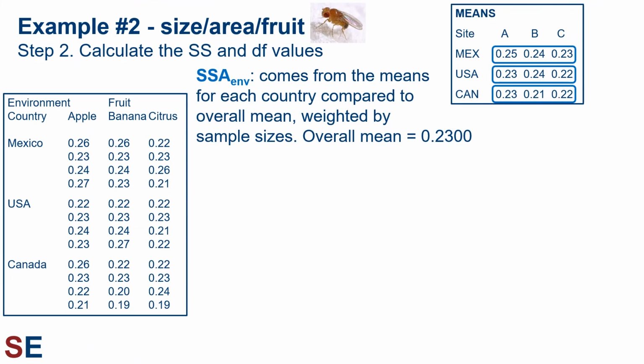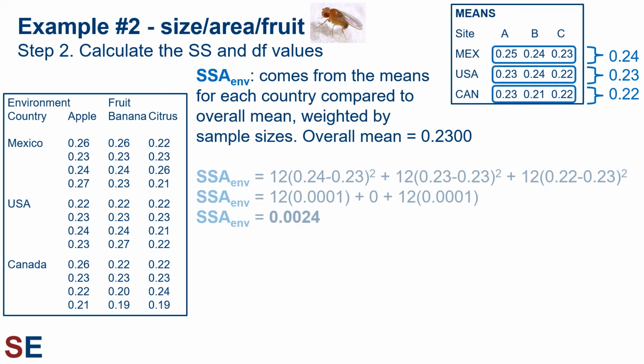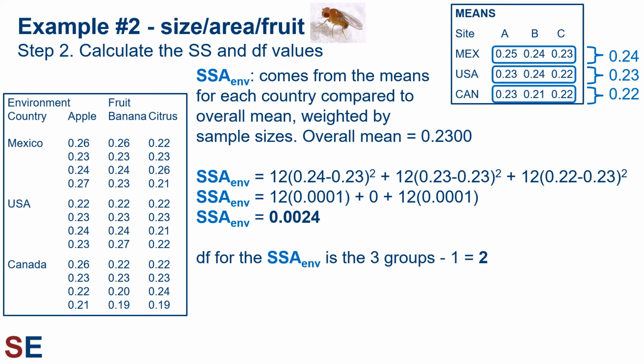The sum of squares among value for the environment works the same way. It comes from the means of each country compared to the overall mean, weighted by the 12 values for each environment group, and using the overall mean of 0.2300. The means for each group in the environment factor are 0.24, 0.23, and 0.22. The SSA environment is therefore 12 times 0.24 minus 0.23 squared, plus 12 times 0.23 minus 0.23 squared, plus 12 times 0.22 minus 0.23 squared, to give us a sum of 0.0024. The degrees of freedom is the 3 environments minus 1 equals 2.